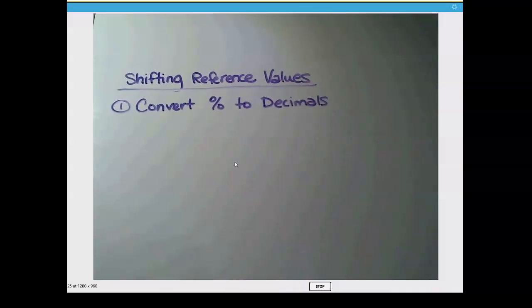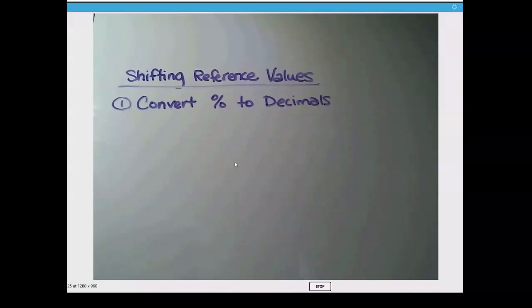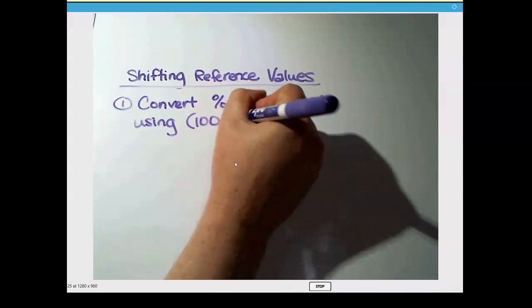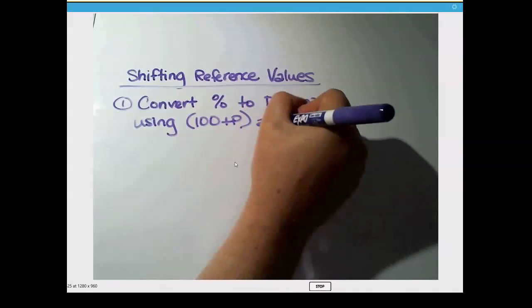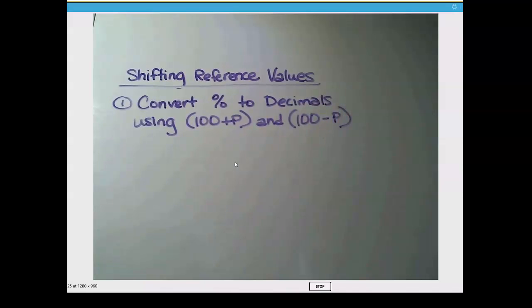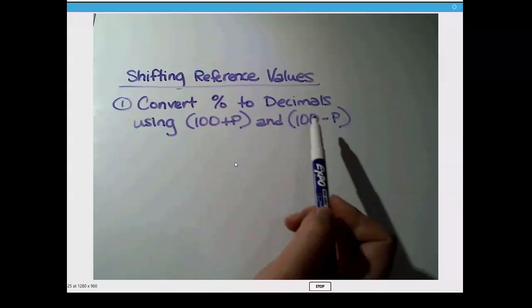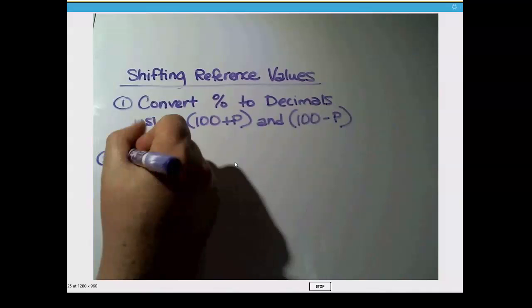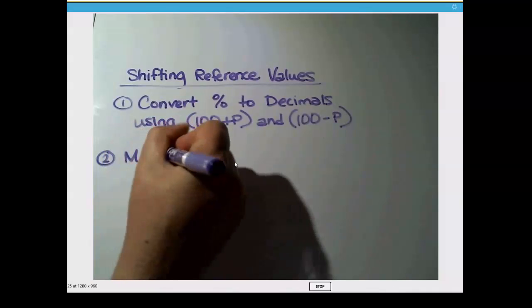So if you go from a 10% pay cut to a 10% pay raise, you're just going to take those two percentages and put them in decimal form. If you're going from 60% to 75%, you're going to put them in decimal form using this whole idea. Okay, so increases are the plus and decreases are the minus. Then we go to multiply those decimals together.